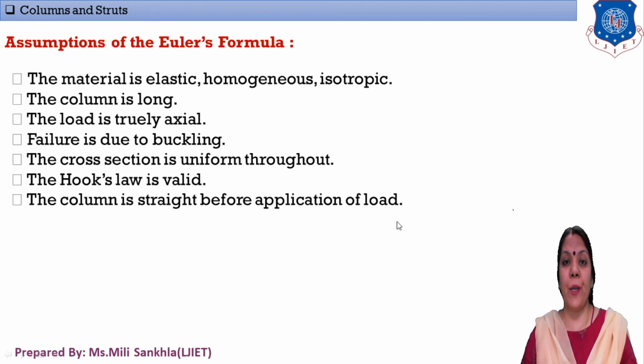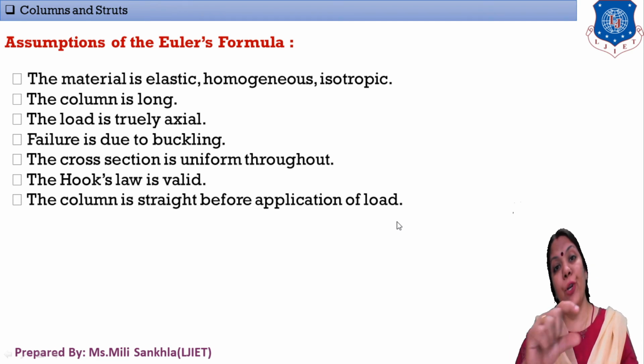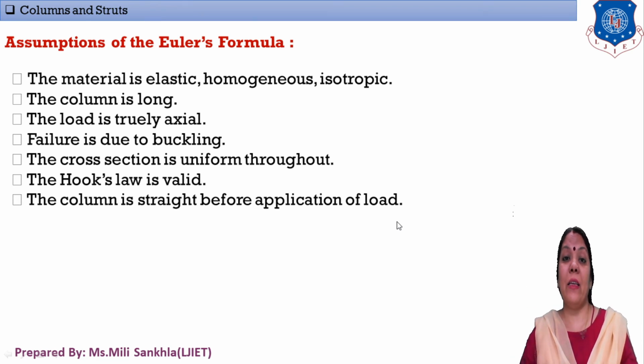Again I am repeating: the material we use is elastic, homogeneous and isotropic. The length of the column is large, the column is subjected to axial compressive force, and the column fails by buckling. The column is straight before loading, it follows Hooke's law, and the cross-sectional area of the column is uniform throughout its length. These are the assumptions in Euler's formula.